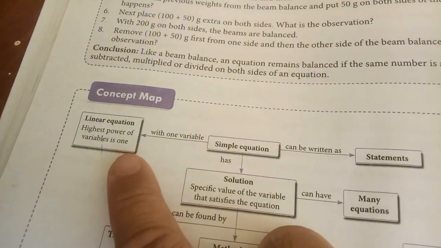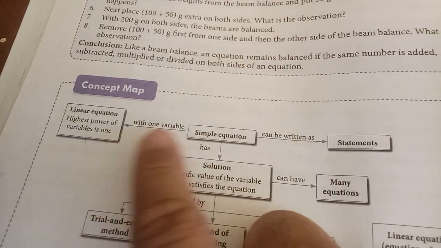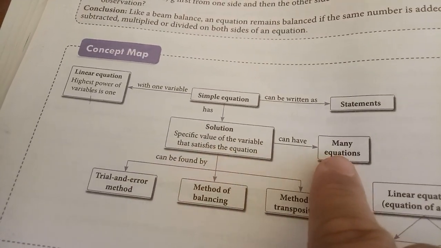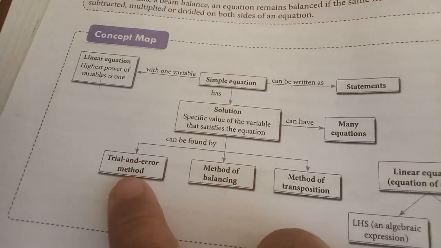Chapter 6: Linear Equation in One Variable. A linear equation has one variable, with the highest power of the variable being 1. It is a simple equation that can be written as a statement. A solution is a specific value of the variable that satisfies the equation. An equation can have many solutions, and it can be found by the trial and error method.